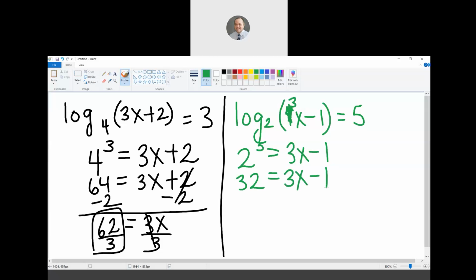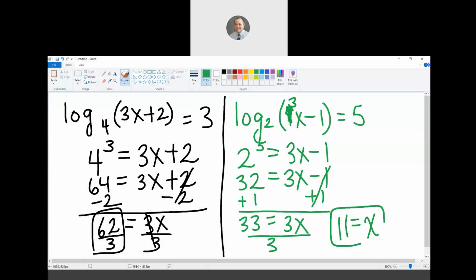And solve your linear equation like normal. So let's add 1 to both sides. That gives us 3x equal to 33. And once we divide both sides by 3, positive 11 is our final answer.